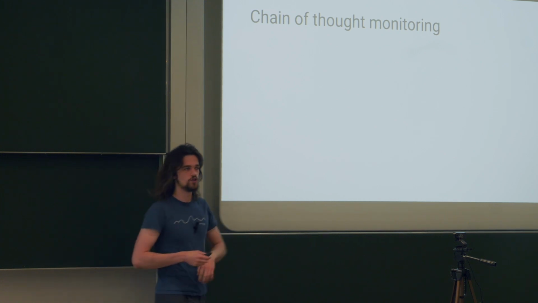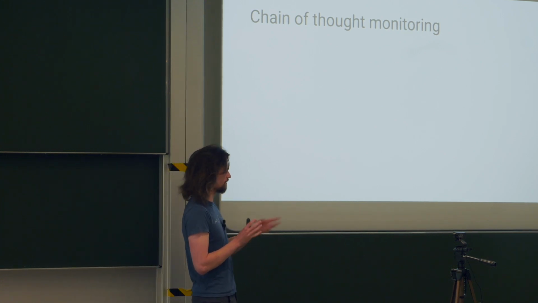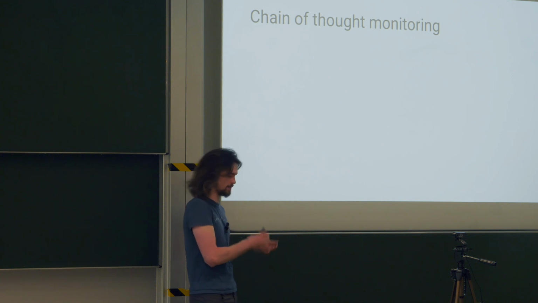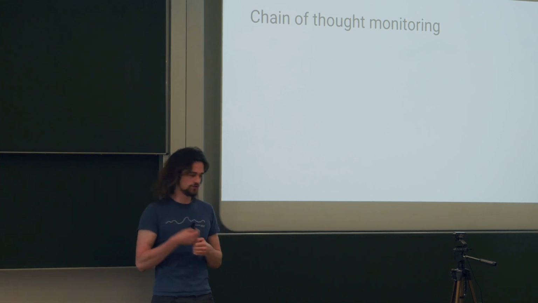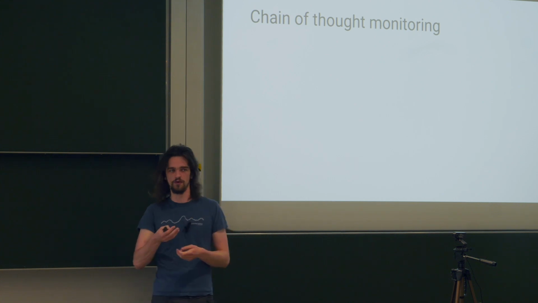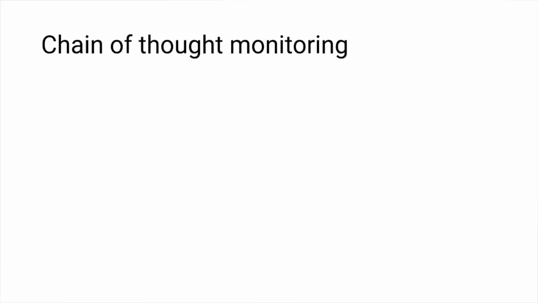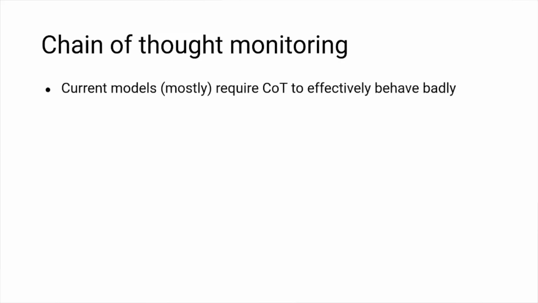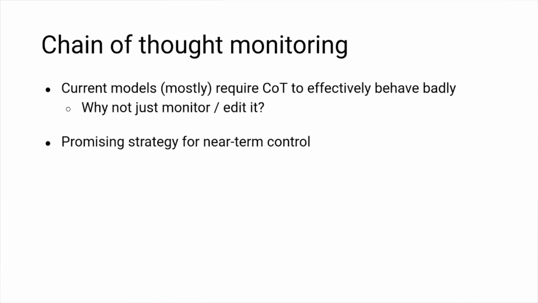Okay, so more broadly, there's a very concrete protocol people are thinking about, which is called chain of thought monitoring. As we saw in some of the evals and the deceptive alignment experiments, a lot of the time when models are trying to be deceptive or scheme, they reason about this in their chain of thought. And that's a very obvious strategy: why don't we just monitor their chain of thought? Or maybe even edit their chain of thought. If they require this in order to behave badly, this just seems like a really straightforward, effective strategy. And I think this is a pretty promising strategy for near-term control.